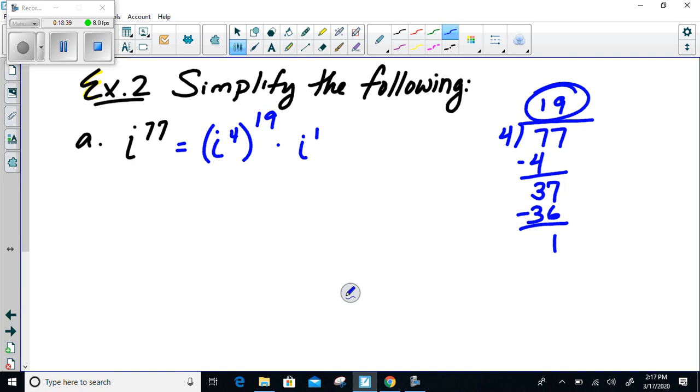So again, if you need to check that, 4 times 19 gives me 76, plus the additional 1 gives me that 77th power. So there are 19 i to the 4th there, but really and truly what that means is all of that is just the number 1. Every bit of that, that's just the number 1. So then I've got 1 times i to the 1st power, so it's just equal to i.